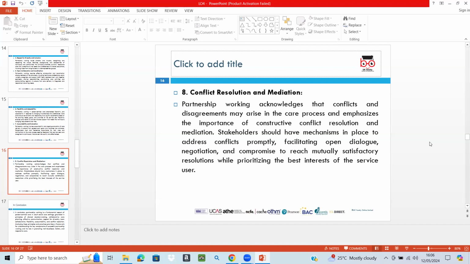Incorporating conflict resolution and mediation practices through partnership working enhances communication, collaboration, and the overall quality of care provided to service users. Resolving conflicts in a constructive and respectful manner contributes to a harmonious care environment where stakeholders work together to address challenges, seek common ground, and promote the best possible outcome for the individual receiving care.